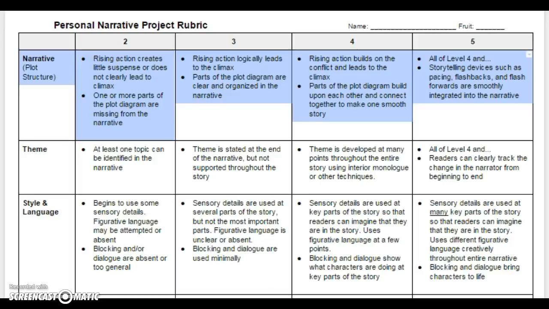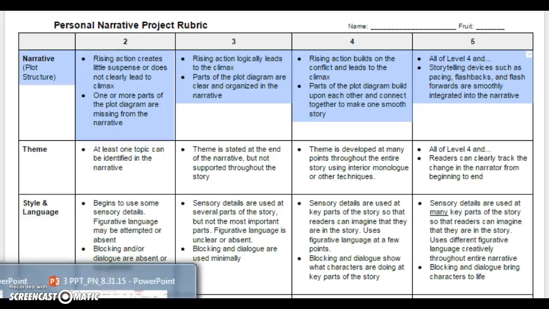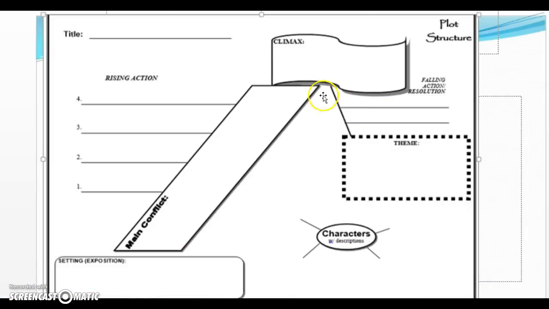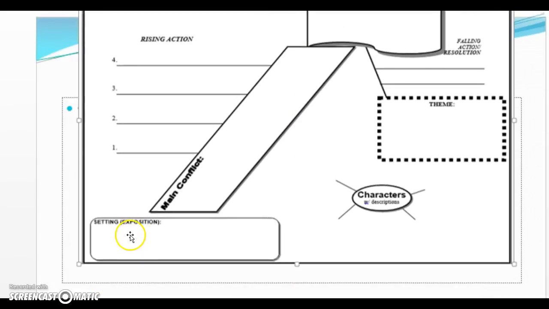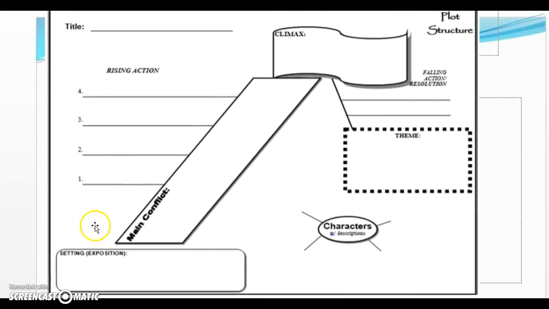This video is about how to improve your narrative skill in your personal narrative project. Your narrative skill is here at the top of your rubric, and all this is about is your plot diagram. This is the plot diagram that we learned a few weeks ago when you were outlining, and this whole skill has to do with each part of this plot diagram.